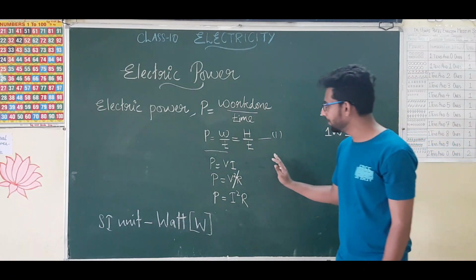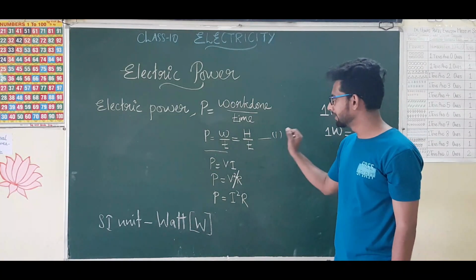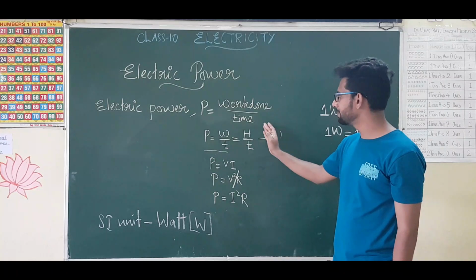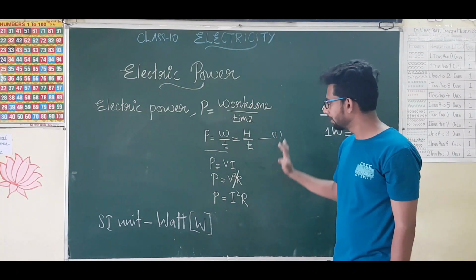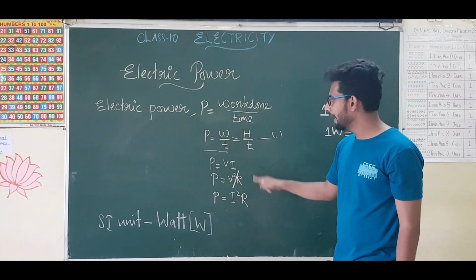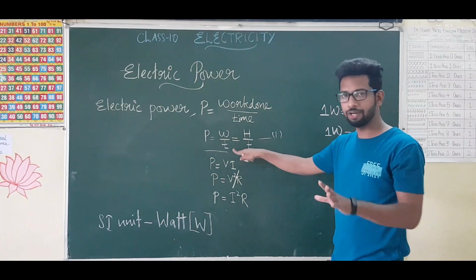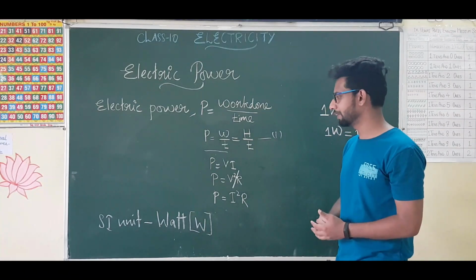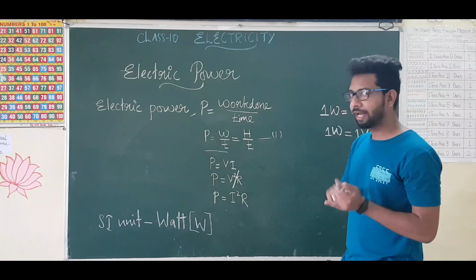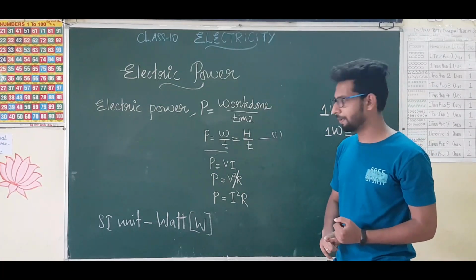So how many equations do you have to study? When you write the definition, you have to write the equation P equal to VI, otherwise P equal to H by T. Then all these three equations are there. Total 4 equations, 1, 2, 3, 4, and one more equation is there, that is work done by T. Total 5 equations are there. Depending on the question, you have to choose the correct equation. So we have defined electric power, and we have written the equations of electric power.